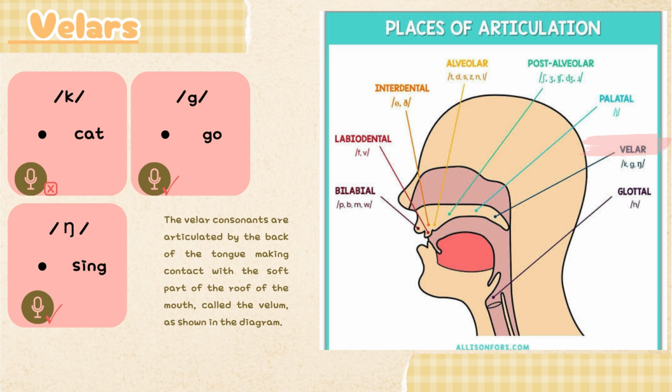The k sound is voiceless, meaning the vocal cords do not vibrate during articulation, while the g sound is voiced, meaning the vocal cords do vibrate. Another example of a velar sound is the ng sound, as in sing. This sound is also voiced.